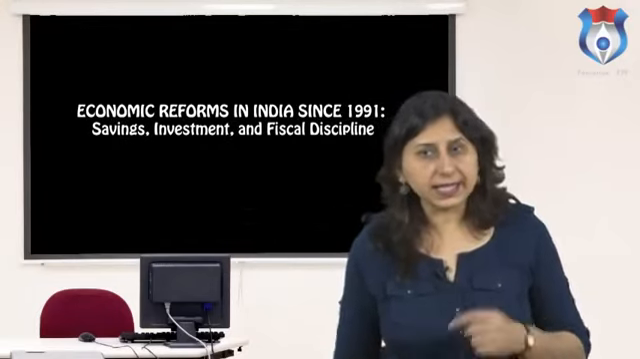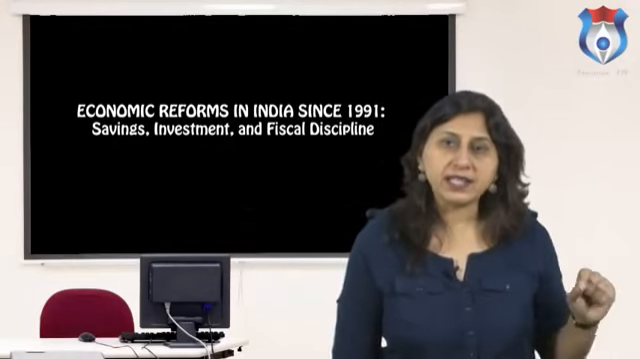Economic reforms in India since 1991. Savings, investment and fiscal discipline. Fiscal profligacy was seen to have caused the balance of payments crisis in 1991, and a reduction in the fiscal deficit was therefore an urgent priority at the start of the reforms. The combined fiscal deficit of the central and state governments was successfully reduced from 9.4% of GDP in 1990-91 to 7% in both 1991-92 and 1992-93, and the balance of payments crisis was over by 1993.